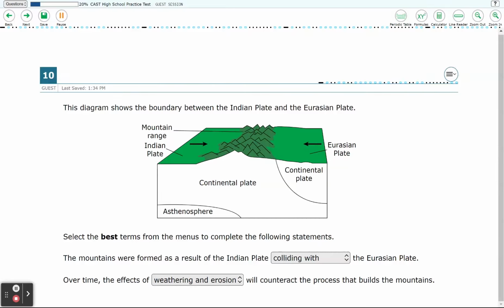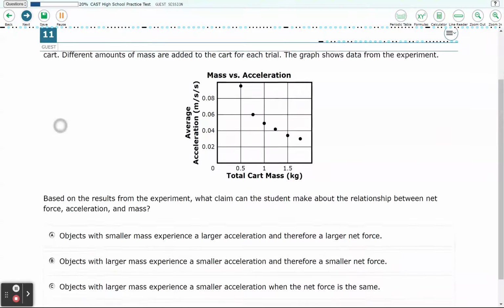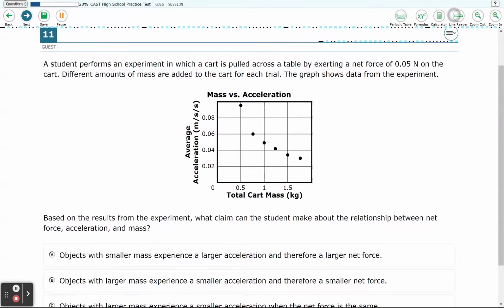Right, let's head on to question number 11. A student performs an experiment in which a cart is pulled across the table by exerting a net force of 0.05 newtons on the cart. Different amounts of mass are added to the cart for each trial. The graph shows data from the experiment. And we see here we have mass versus acceleration. We have acceleration on the y-axis and the mass of the cart on the x-axis.